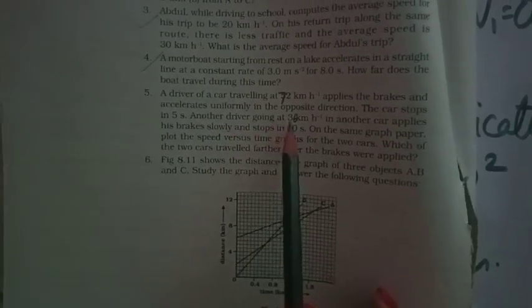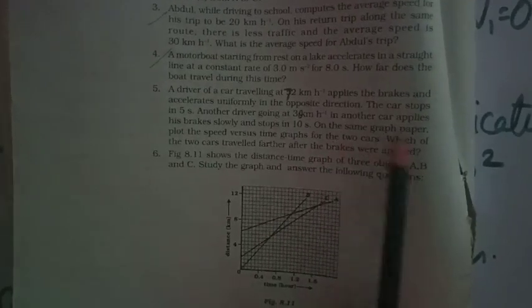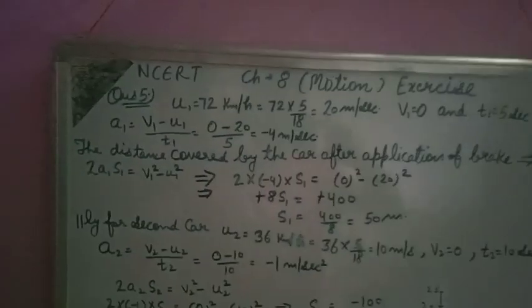Another driver is going at 36 km per hour in another car, applies his brake slowly and stops in 10 seconds. On the same graph paper, plot the speed versus time graph for the two cars. Which of the two cars travels further after the brakes were applied?